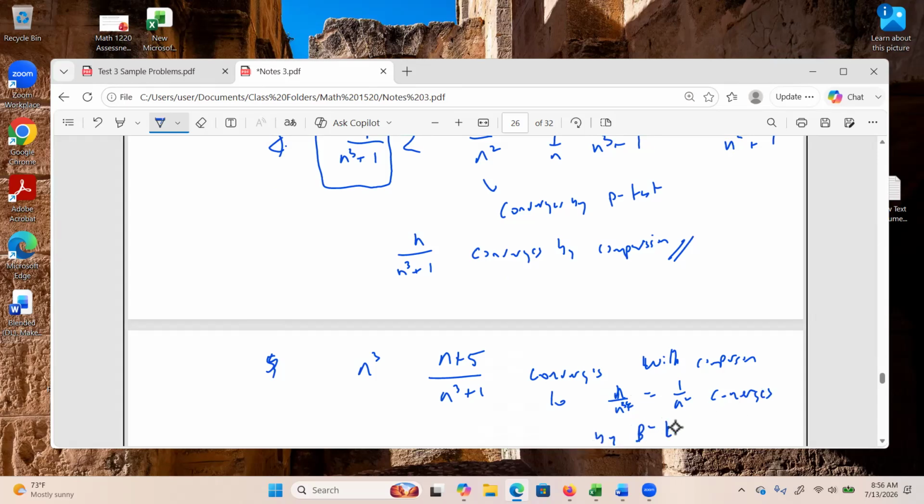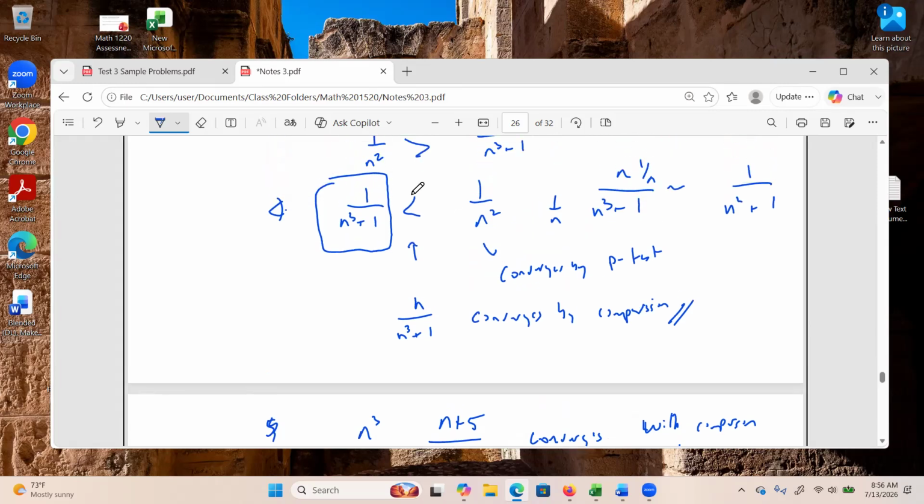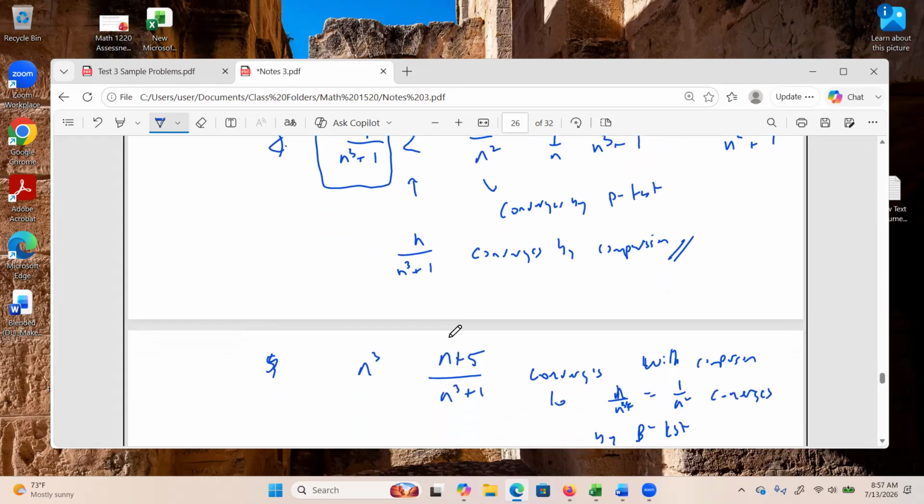As far as the comparison test, what I'm looking for is, did you check to make sure that you have one side less than the other side, so that you can claim that if the thing you're looking at is smaller than the thing that converges, then it converges. That's what I'm looking for as far as getting the right answer.